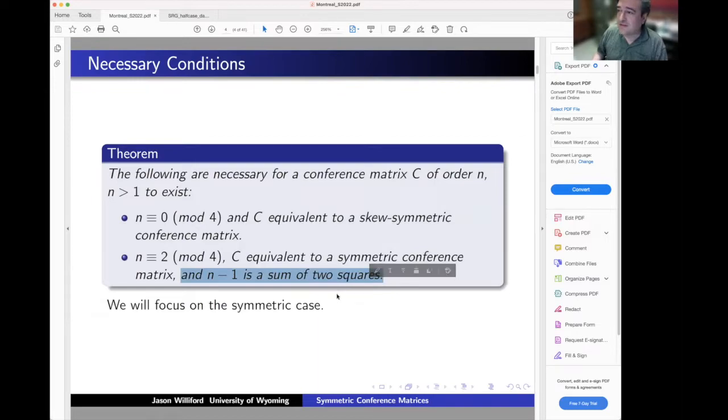This condition is particularly interesting to me because it also comes up in some design theory questions, and it confounds some people's intuition in design theory, where they think maybe if everything's big enough, obvious conditions are sufficient. And I wouldn't exactly call this an obvious condition. We're going to focus on the symmetric case.